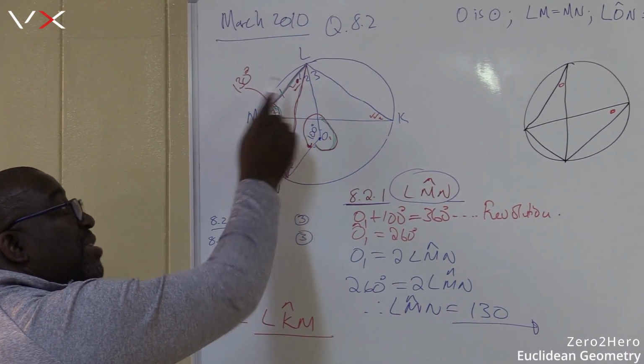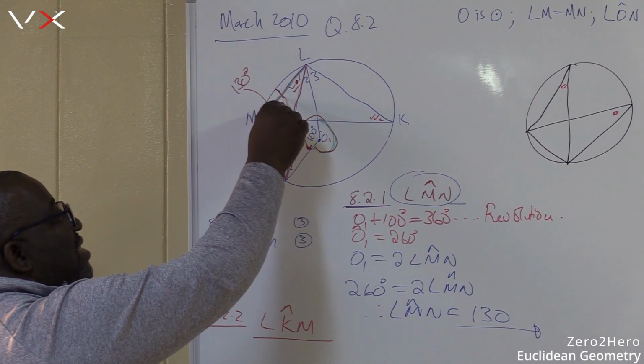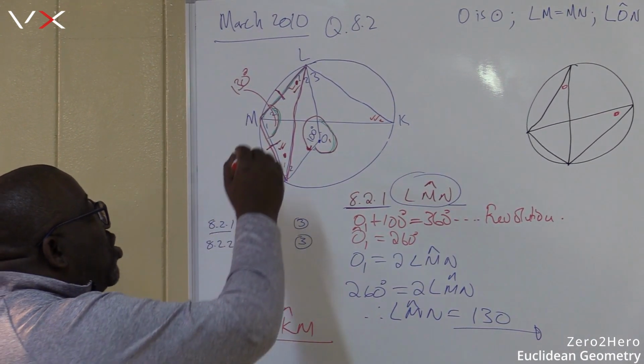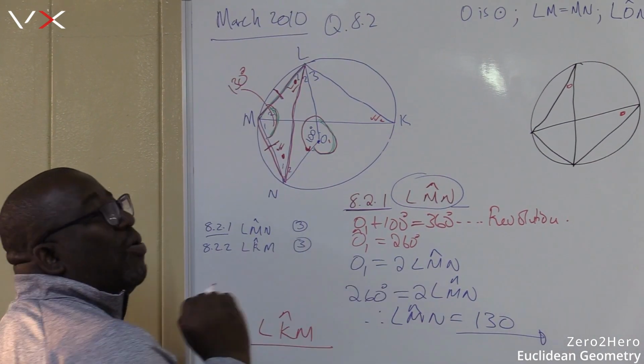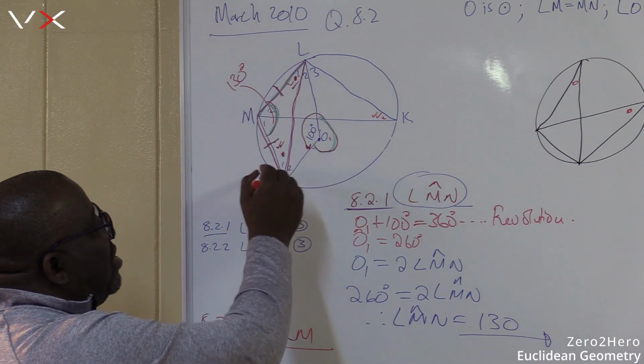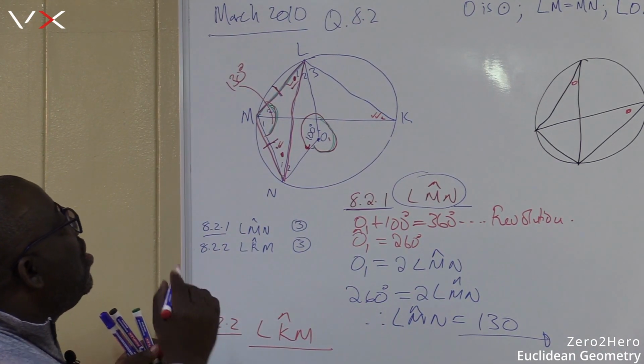But this angle is the same as that one because we were given that this side is the same as this side. Therefore, these angles are the same. We also know this angle, it is 130. We've just calculated it there. But we know that this one plus that one plus this one will give us what? 180.